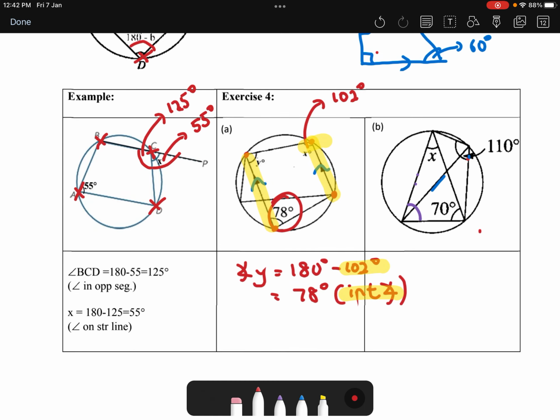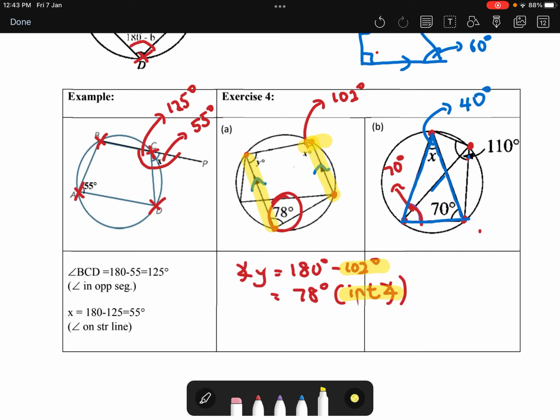Okay, now I move on to B. Same thing, I want to make use of this property. You will see that all the 4 points touch the circumference of the circle. So 110, so this angle right here will be 70 degrees. Okay, so how do I find angle X? If you look at this, this is the triangle right here. In this triangle, you notice that I already know two angles, 70 and 70. So angle X is just 180 minus 70 minus 70, which is equal to 40 degrees. So angle X is equal to 40 degrees.